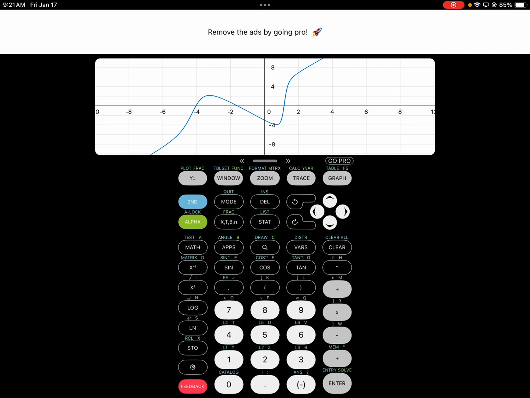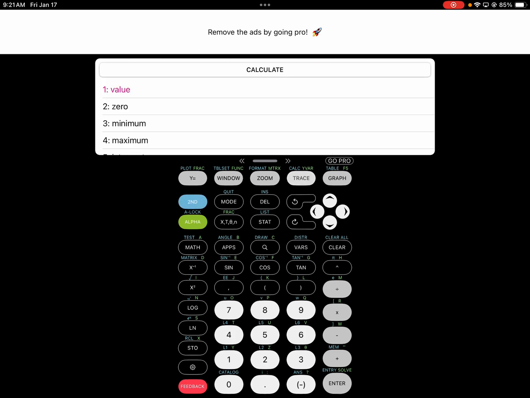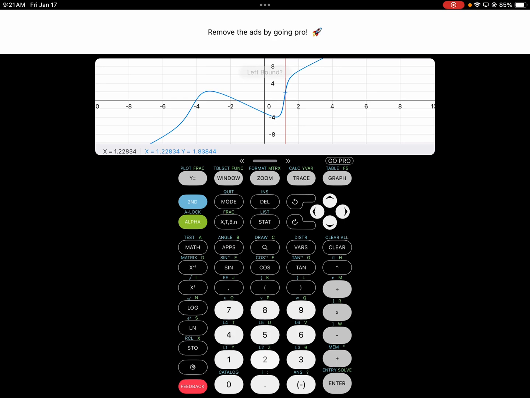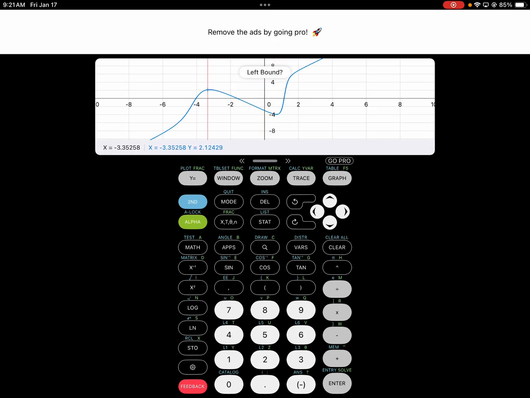So second trace, and I'm going to choose 0. I want to get to the left of that first one and hit enter, get to the right and hit enter, and then enter again. And so my 0 is at -4.041 or -4.040. Write that number down. Okay, so you got it.